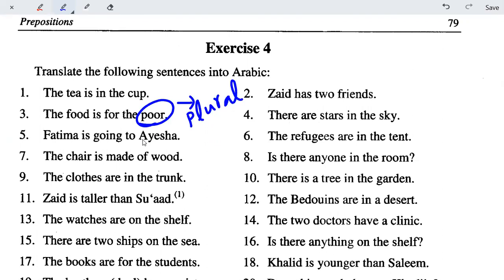Fatima. Azhabu ila Aisha. Zahaba Fatima ila Aisha. Fatima went to Aisha, but here we have is going. So not Azhabu. Tazhabu. Fatima Tazhabu ila Aisha. Azhabu is I am going and Tazhabu. Satazhabu Fatima ila Aisha. Only Fatima Tazhabu ila Aisha.